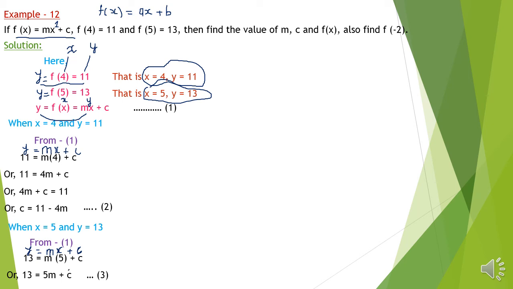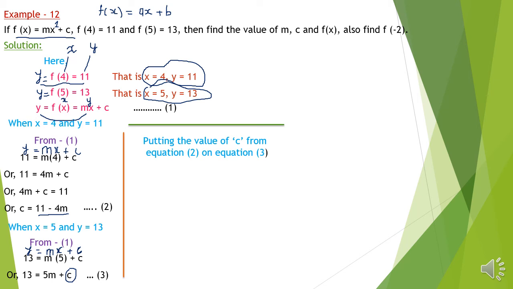Now here is c, isn't it? We can replace this c with 11 minus 4m. The value of c is 11 minus 4m, so we can substitute it. Putting the value of c from equation 2 into equation 3, 13 is equal to 5m plus the value of c from equation 2.